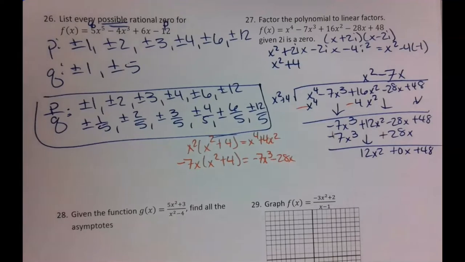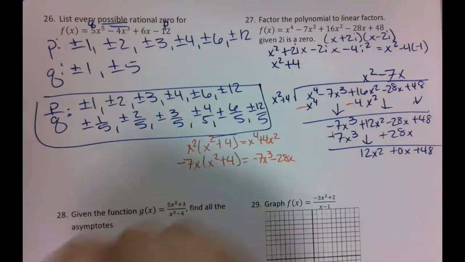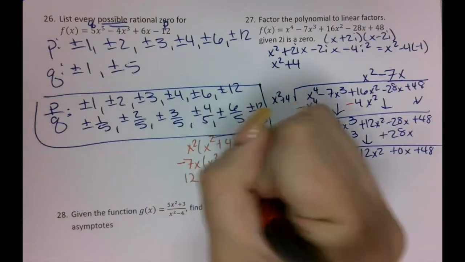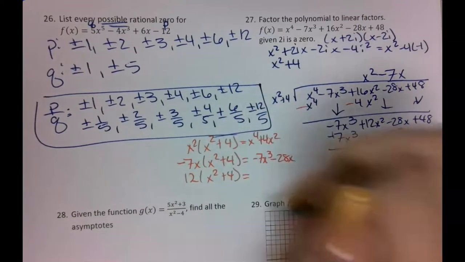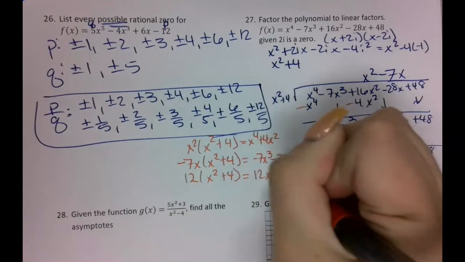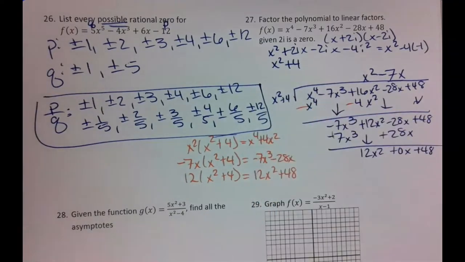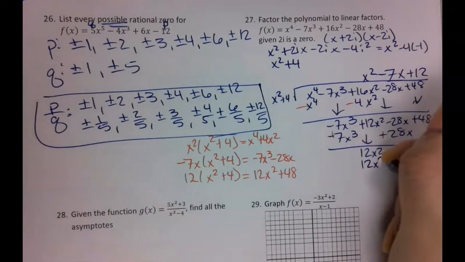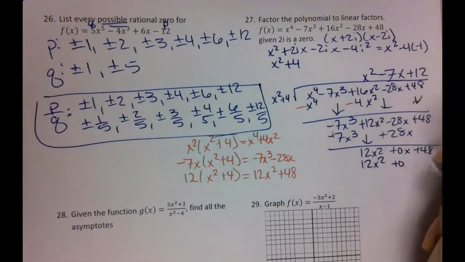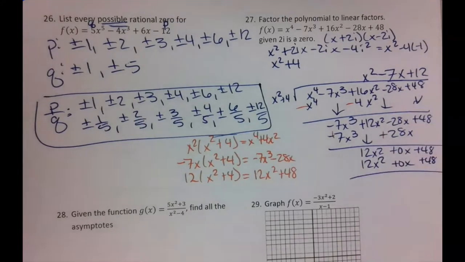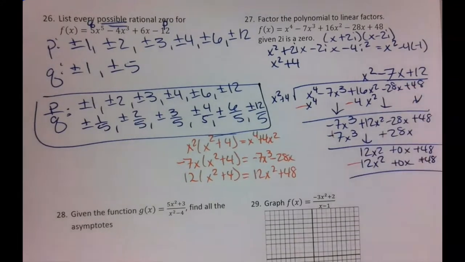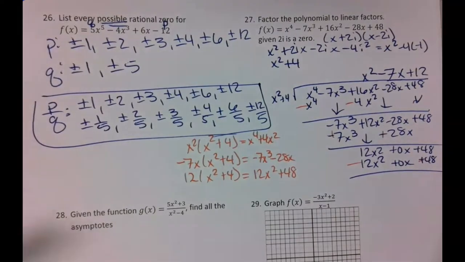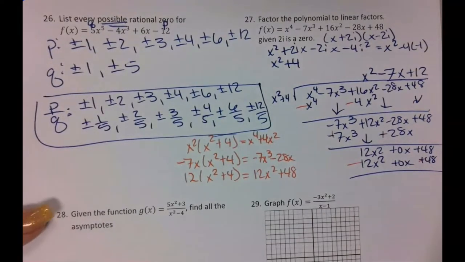So I'm looking for what I need to multiply to turn it into 12x squared. That is positive 12. I multiply, that gets me 12x squared plus 48. Then I want to change those signs. And they all cancel out nicely, which is perfect because when I'm factoring the linear factors, it should.